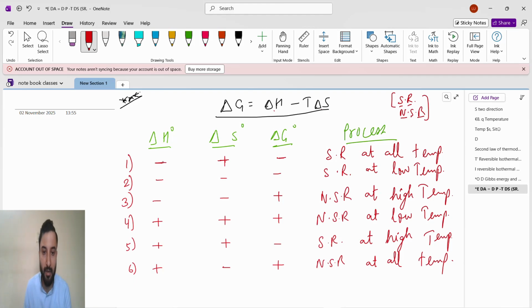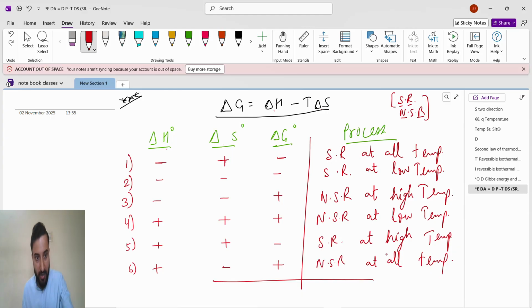Delta H and delta S they will give, we have to find the delta G and then we have to find the process. So this table is very important.